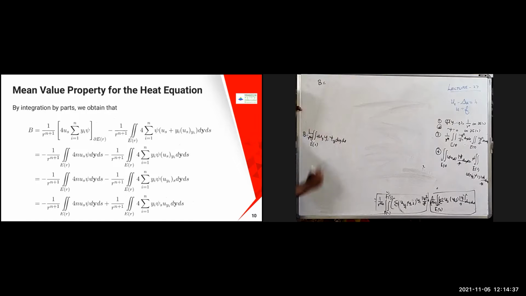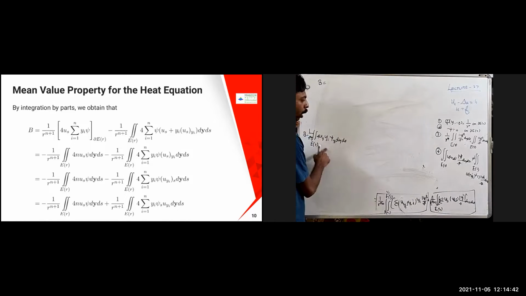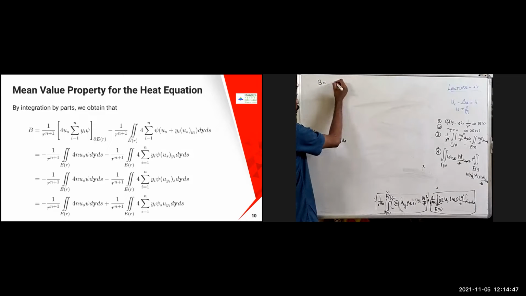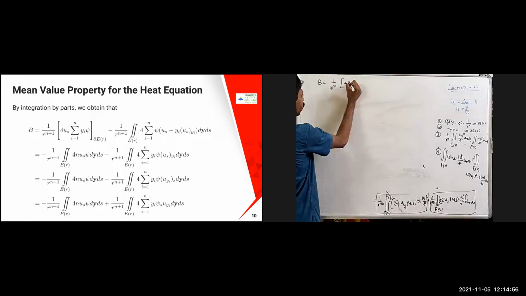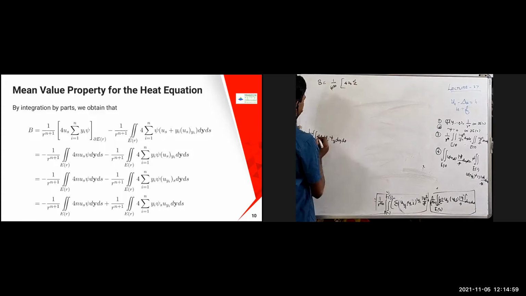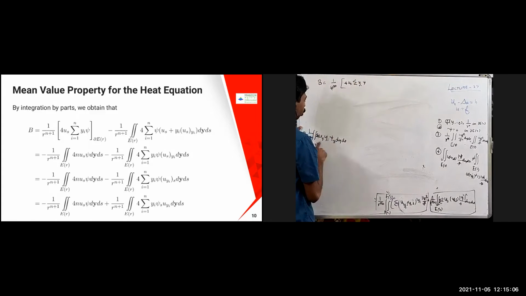So that b is going to become what? I'm going to use the integration by parts formula, so one derivative is going to be thrown on the other. So yi psi y, that is going to become like the uv formula. First I'm just going to use the uv one: 1 by r power n plus 1 into 4 into us into summation. Everywhere I'm forgetting summation. So for summation yi into psi, this yi dy is going to be dv, and this is going to be u.